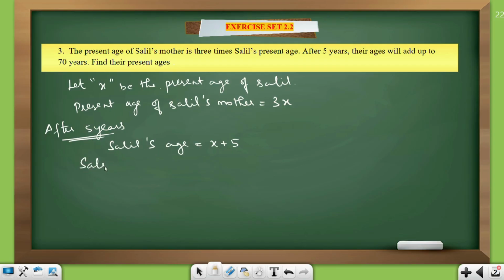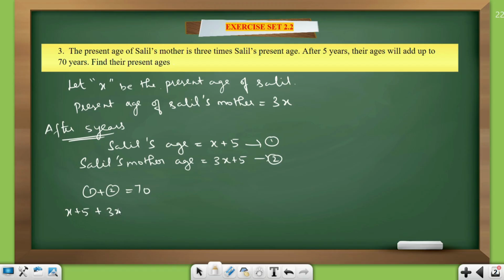Similarly, Salil's mother's age must be 3x plus 5, because the present age is 3x. So after 5 years there should be 3x plus 5. So the addition of these two values should be 70. So we are going to add this equation 1 and this equation 2. From the given information, 1 plus 2 should be equal to 70. So 1 is nothing but x plus 5 and 2 is 3x plus 5, which equals 70.